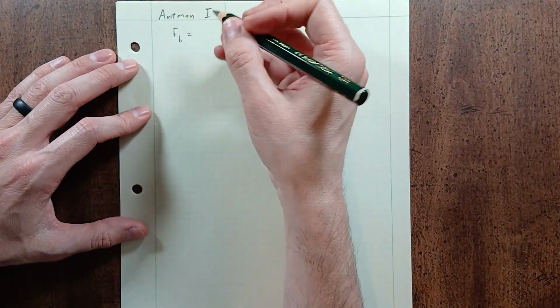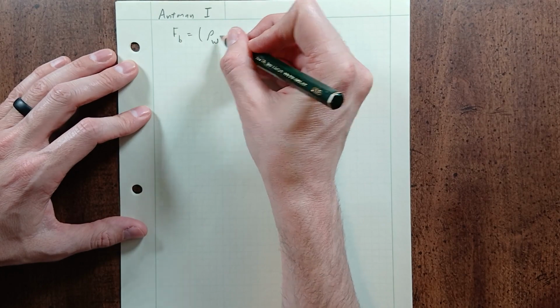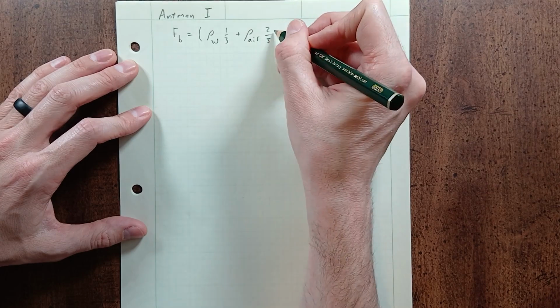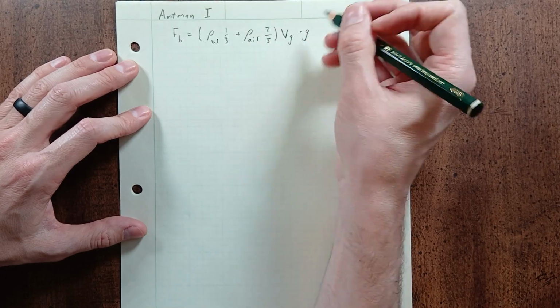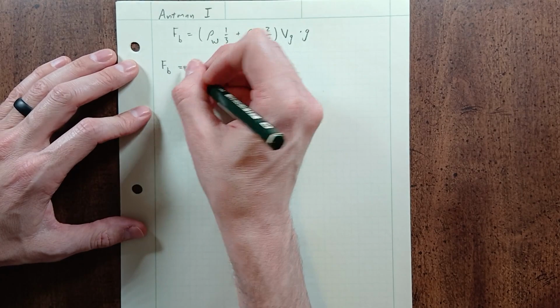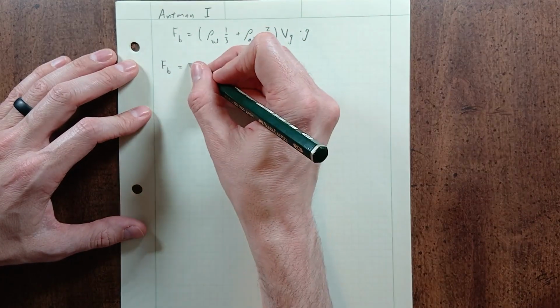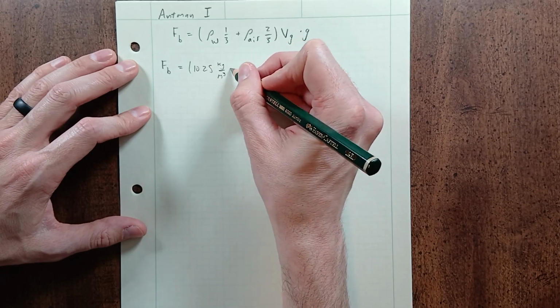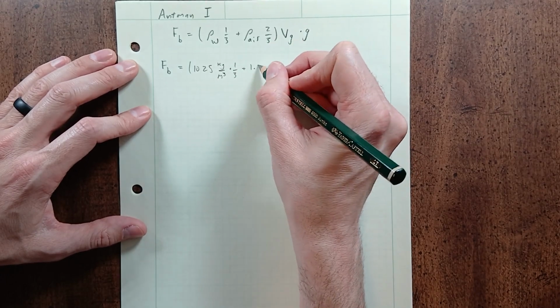We'll refine our equation for the buoyant force. Note that 1/3 of the volume is water and 2/3 is air, so we'll use those densities. We can plug in values now. The density of seawater and the density of air are values you can find online.